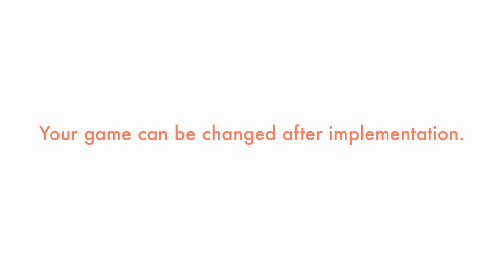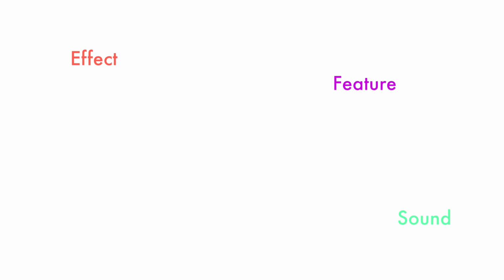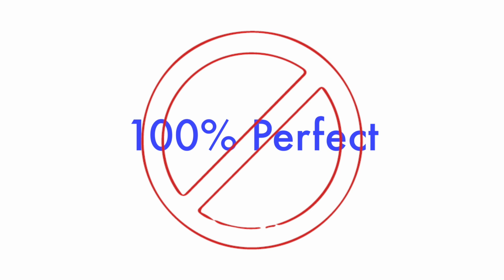Like basketball, your game can be changed after implementation as well. Maybe it's changing a sound or effect, or adding or taking away a feature, or adding more content, or changing how many cards you deal, or whatever. So the game isn't done, totally complete and 100% perfect.